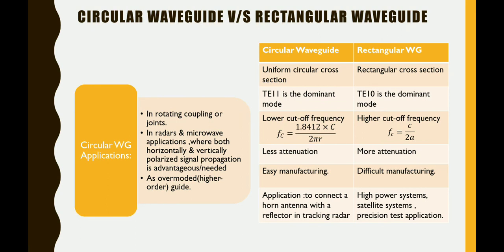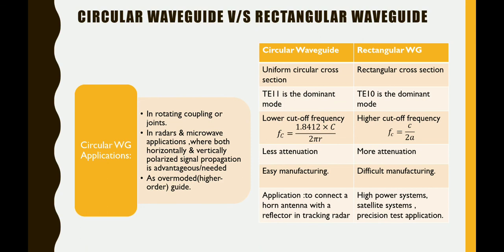Then next we see the comparison of rectangular waveguide and circular waveguide. So the circular waveguide has a circular cross section that will be comparatively larger than that of the rectangular cross section in order to send the same microwave signal at a given microwave frequency. A rectangular cross section for the rectangular waveguide. Then TE11 is the dominant mode for the circular waveguide, and TE10 is the dominant mode for the rectangular waveguide.